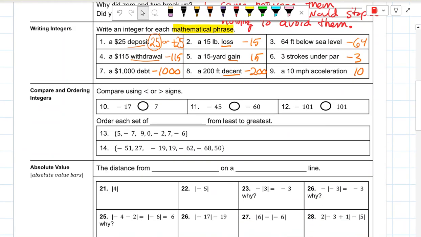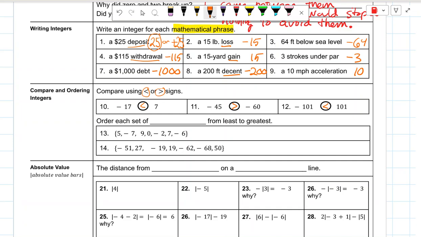Let's try the next piece here. Comparing and ordering integers. Compare using the less than sign or greater than sign. Both of those signs are located on the keypad of your computer. You may have to use the shift key to use them. Number 10, negative 17 compared to 7. Well, negative 17 is less than 7. Number 11, negative 45 is greater than negative 60 on the number line. And number 12, negative 101 is less than positive 101 on the number line.